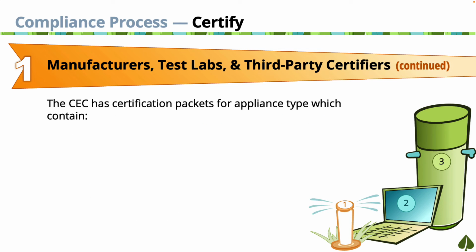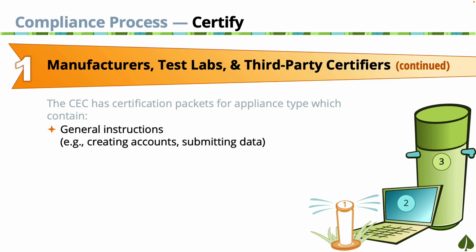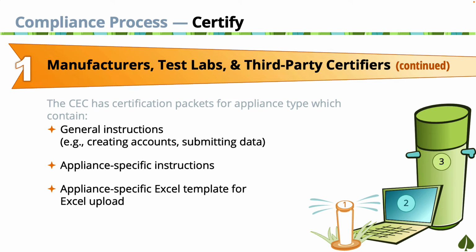The CEC provides certification packets for each appliance type, which contain general instructions, appliance-specific instructions, and an appliance-specific Excel template. You can download these packets from the CEC Title 20 website, and we show you where to get them and how to use them in Module 3 of this series.